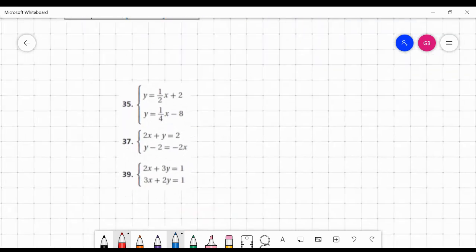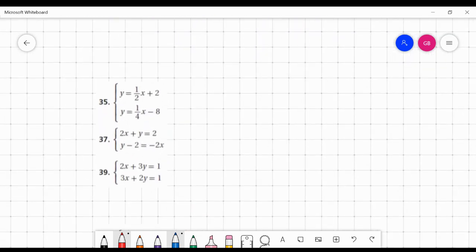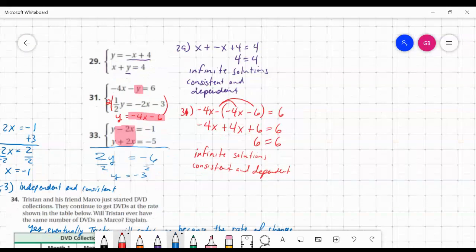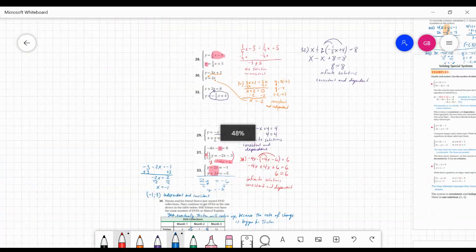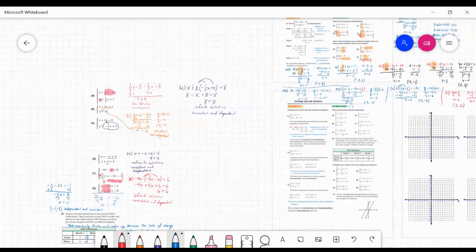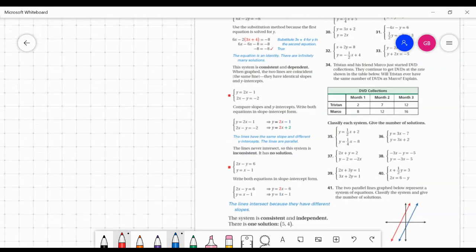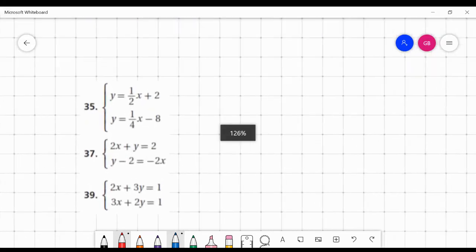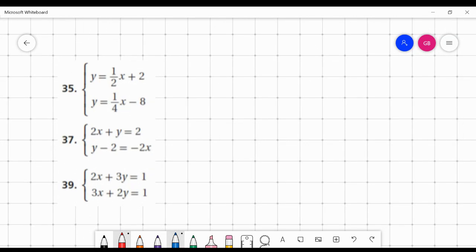Okay, let's see. Again, we have some more inequalities here to solve. I think the instructions here for 35, let me zoom out a little bit. The instructions for 35 says classify each system and give the number of solutions. So you don't have to solve. It says classify and give the number of solutions. Okay, so we have to analyze the slope.